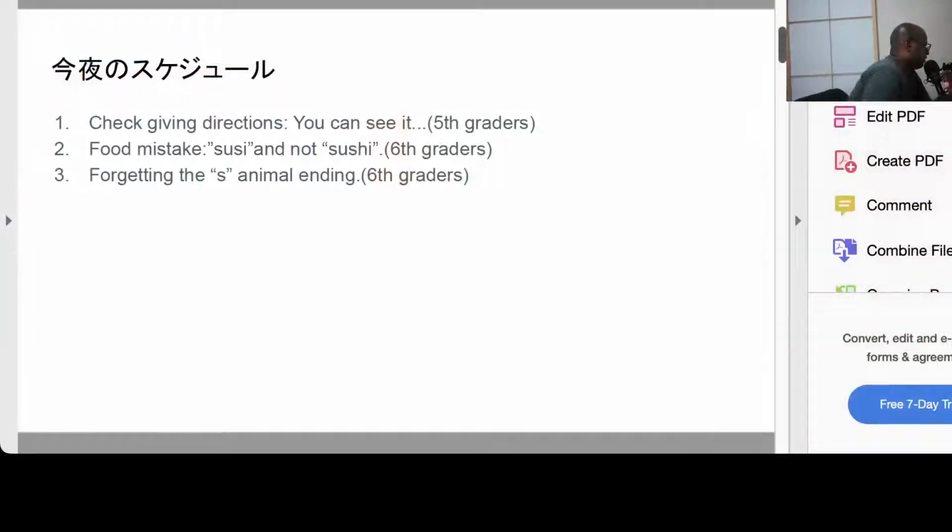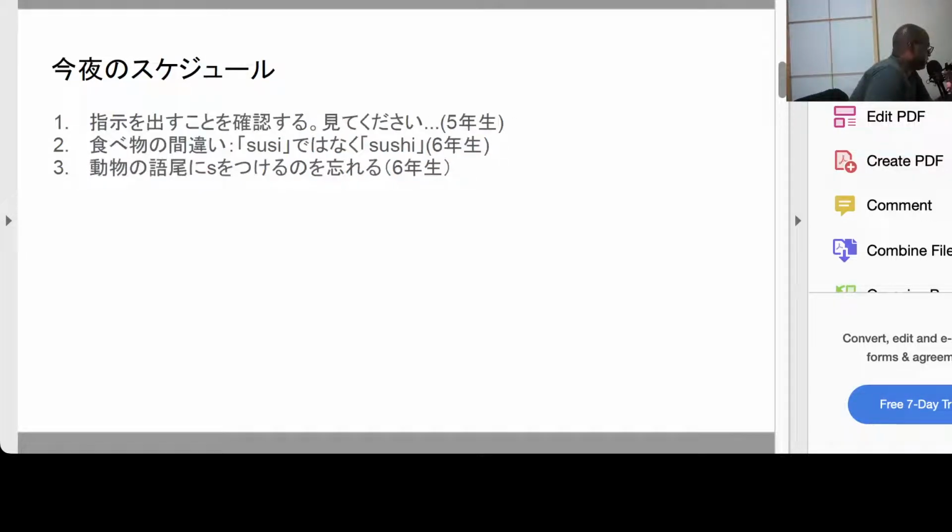Okay, so let's get started with the first topic for today. Okay, we're going to talk about giving directions. So here is the Japanese of all the things that we're going to talk about today.